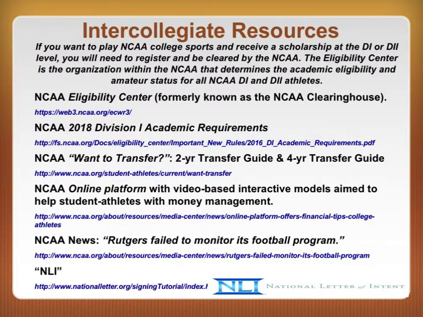Now, when I was a high school athlete looking to get a scholarship and play collegiate sport, I had to go through what was called the NCAA Clearinghouse. That language and that word may be more familiar to you than the Eligibility Center. But what we used to know as the NCAA Clearinghouse is basically the front door that student athletes need to go through prior to getting their scholarships, signing letters of intent, or playing collegiate athletics. The Eligibility Center is the organization within the NCAA that determines academic eligibility and amateur status.